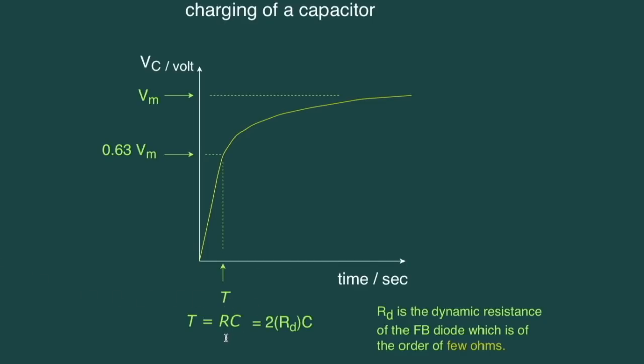Charging time constant of the capacitor is nothing but the product of R and C, where R is the resistance through which the charging current of the capacitor is flowing. In the case of bridge rectifier, we have noticed that this charging current flows through two forward bias diodes. And so, this R is nothing but 2 times Rd, where Rd is the dynamic resistance of the forward bias diode, which is of the order of few ohms.